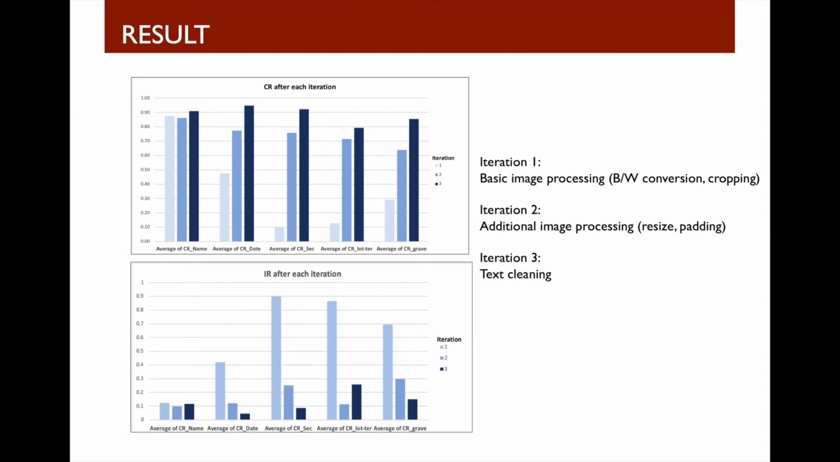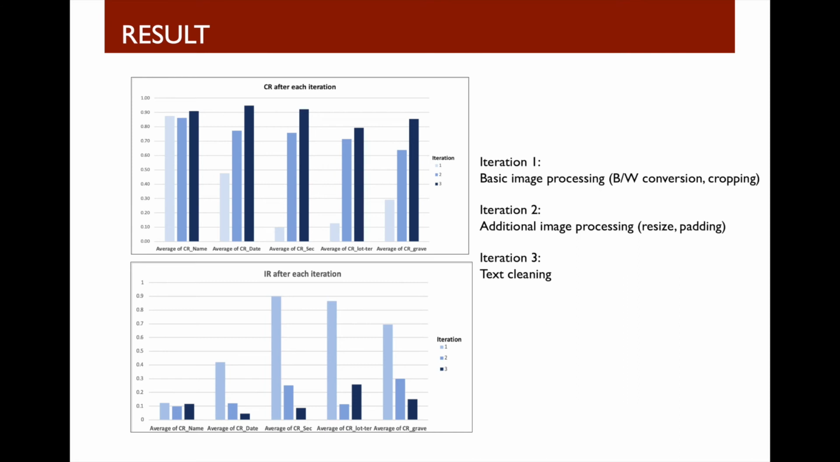We also came up with a technique to see how accuracy improves over each iteration, and we define each iteration here. Iteration 1 is just the basic image processing, and then we pass it to AWS, get the text, and then evaluate. For the second one, we add additional image processing, which is resizing and padding, on top of the previous one. And the last one is the text cleaning.